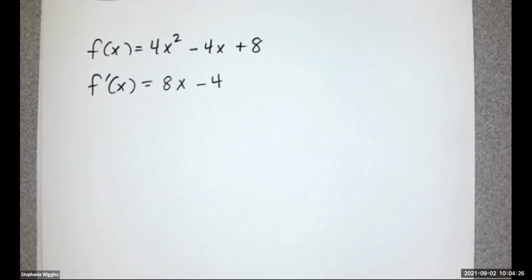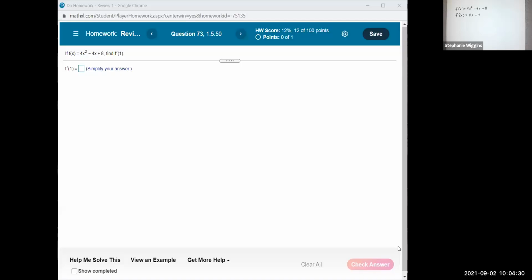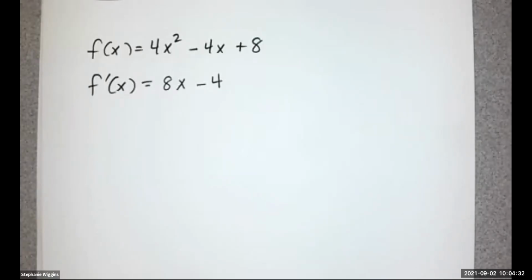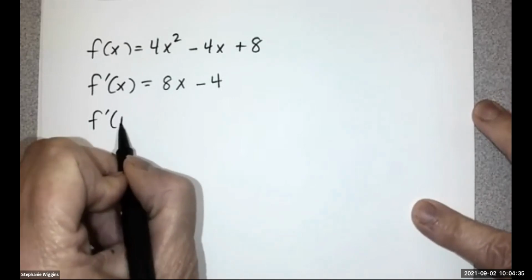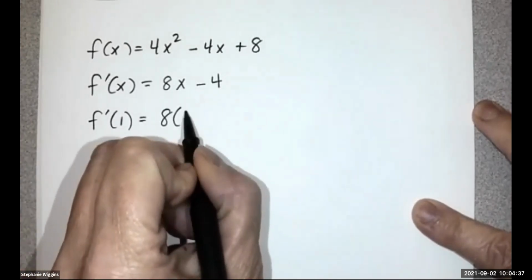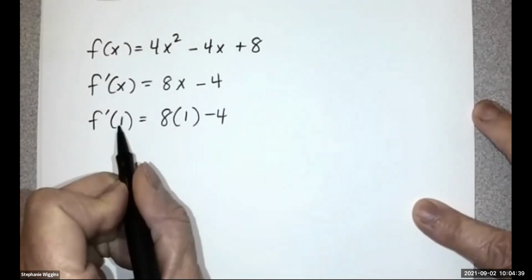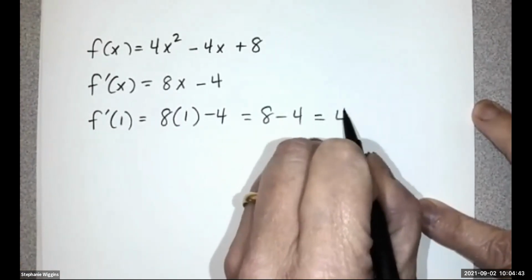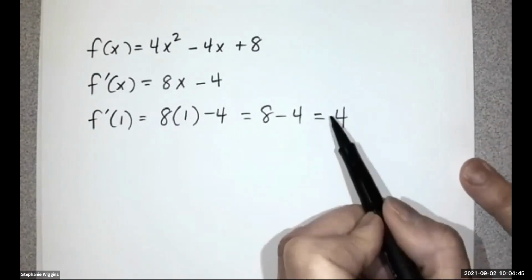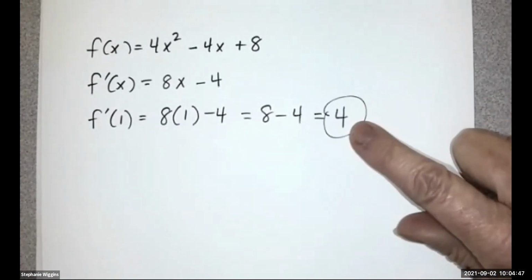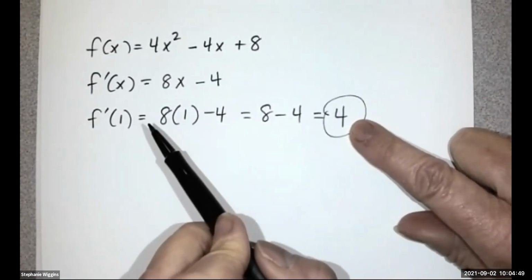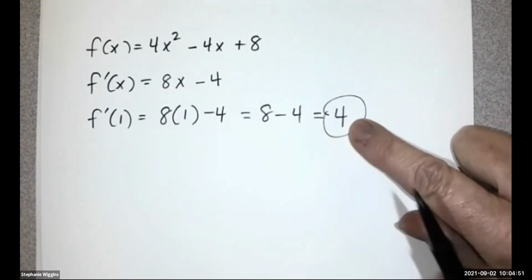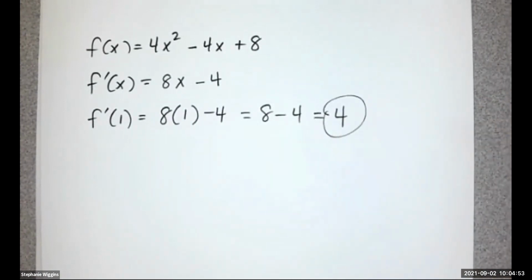And I wanted to evaluate it at, what was it? 1. So f prime of 1 is 8 times 1 minus 4. I just take that 1, plug it in for x, and I get 4. This just means that at the point when x equals 1, the slope of the tangent is 4. That's all that means.